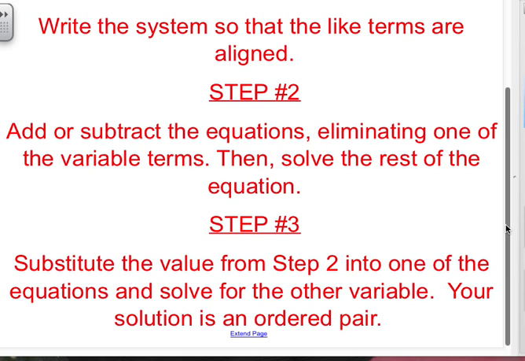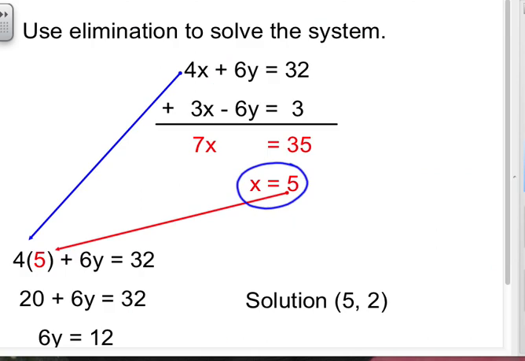Here we go on to the next slide. Now here's an example that's been done for you. It looks terrible. It really isn't. We start with these two equations right here. This is our system. You have to imagine that that's all you're seeing right now. We have 4x plus 6y equals 32, and I have 3x minus 6y equals 3.